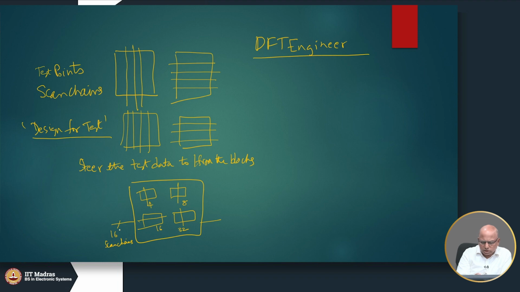Okay. So, some additional test routing logic may have to be added, so that the scan information can be sent to the blocks and the information from the blocks can be routed back to the scan chains and so on. Okay. So, the more scan chains there are, the more expensive the ATE will be. Okay.